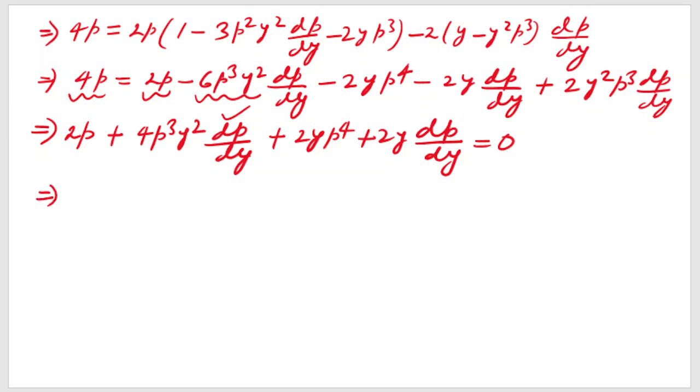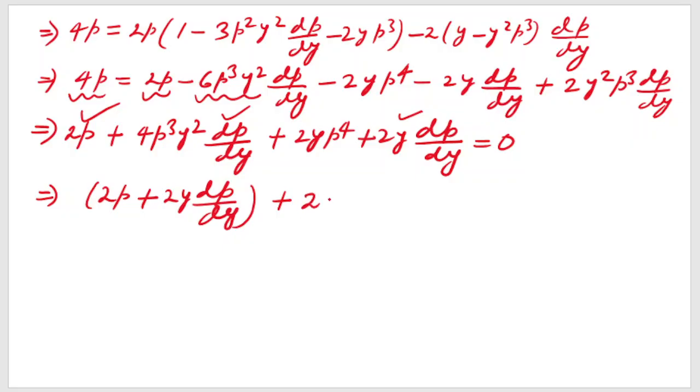Now what we can do, we can collect the terms. So 2p plus 2y dp by dy. I have taken the first term and the last term, and from this I can take 2 common, I can take y common, I can take p cube common. So if I take this, I will just get 2p here, and here I have taken 2 common, so I will get 2. P cube I have taken common, so I will get y dp by dy.